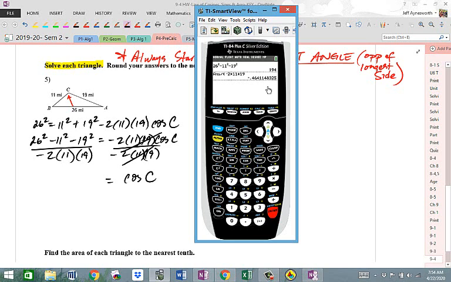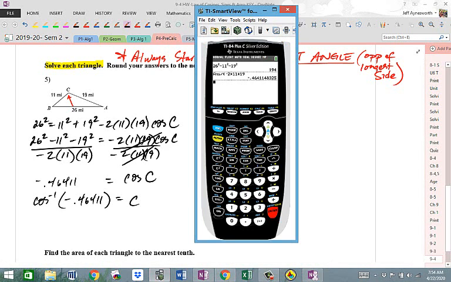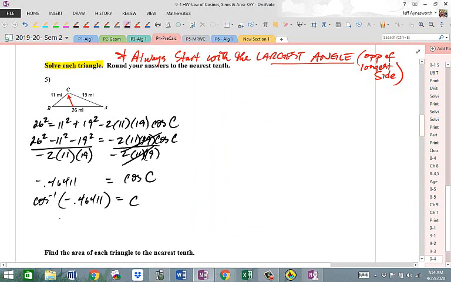So negative 0.46411. Take the inverse cosine of negative 0.46411. That's going to give me the angle. So I go second cosine this time and recall my answer back, and get 117.7, rounded to the nearest tenth. So angle C is 117.7 degrees. There's my first answer. It's the obtuse angle. So you always start off with the largest angle, and if it's obtuse, find the obtuse angle first.